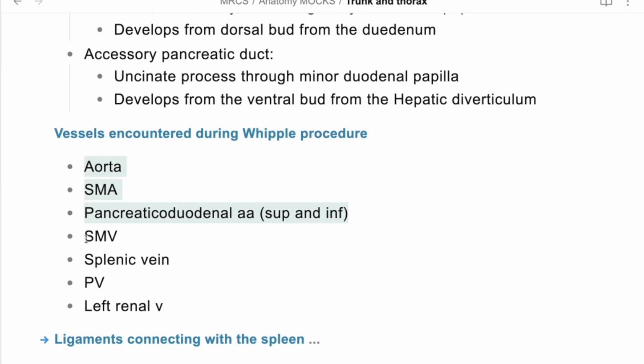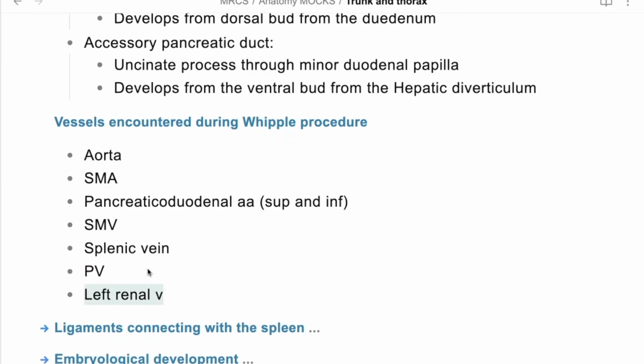All right, and then on the other side you have the SMV, splenic vein and portal vein. You know the answer now. They form each other, right? So the SMV and the splenic vein will give you the portal vein. And then you have the renal vein in addition to it, on the left side, okay? So this is the way to easily remember it.